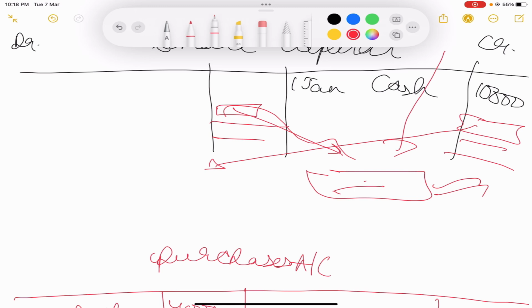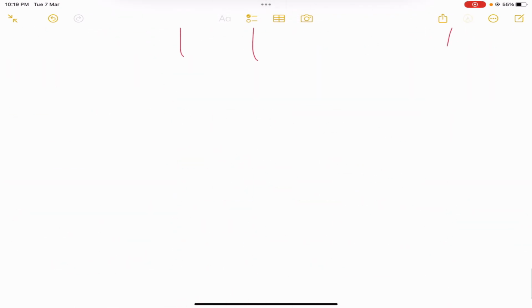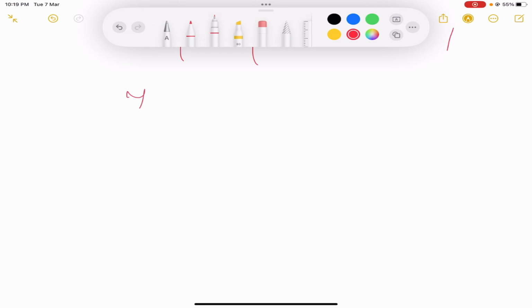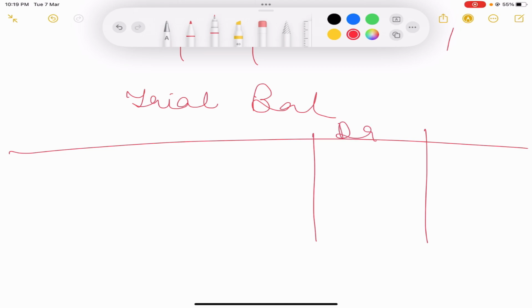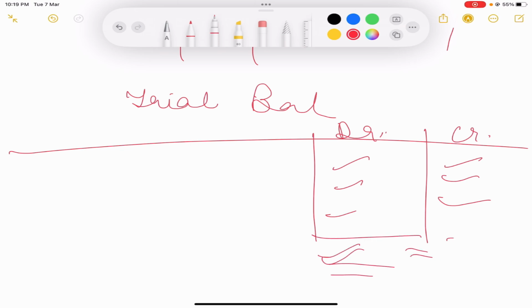Now after you get the balance of every ledger account, either debit or credit, after crisscrossing, you make a trial balance with the balances. The trial balance is going to have a debit side and a credit side. Put all the balances which you got, and the debit values will always be equal to the credit values. In case they are not equal, then you have made some error.